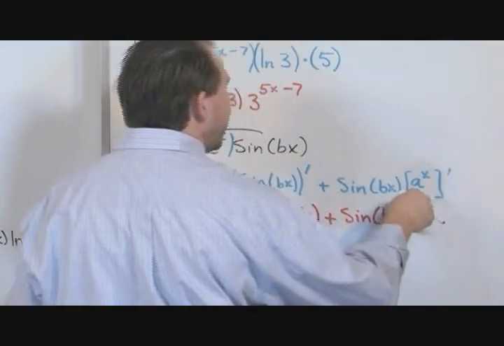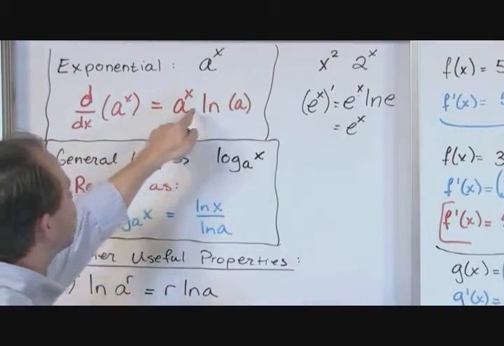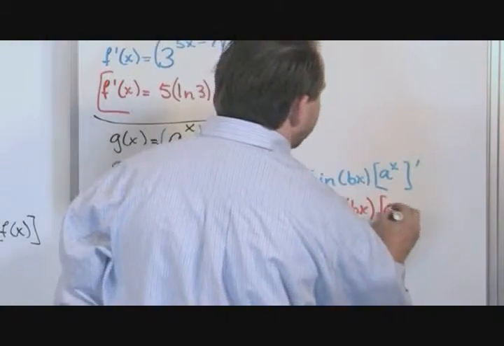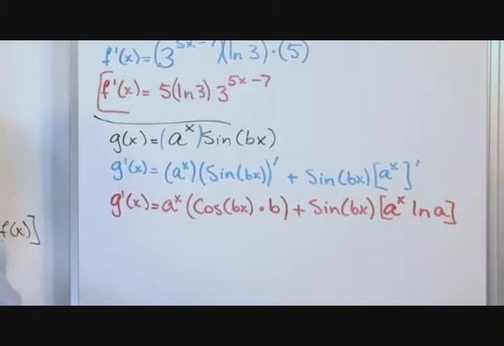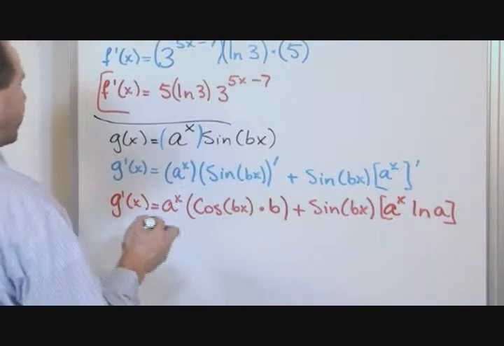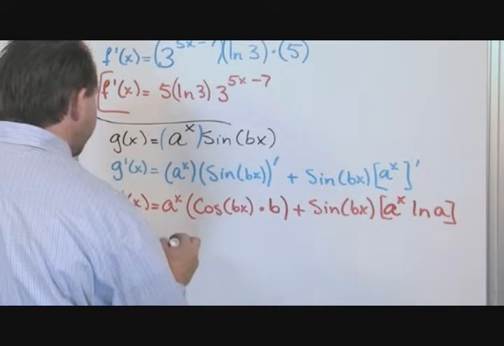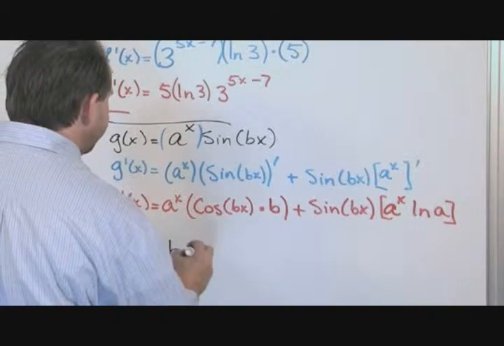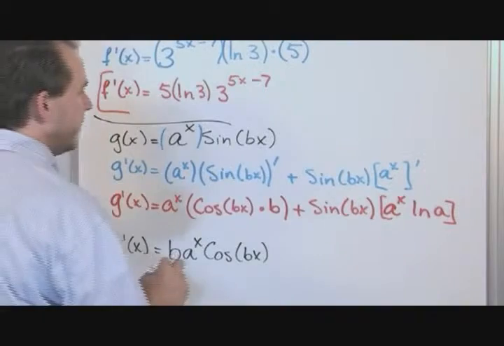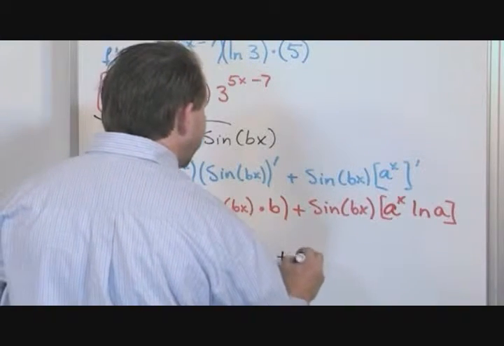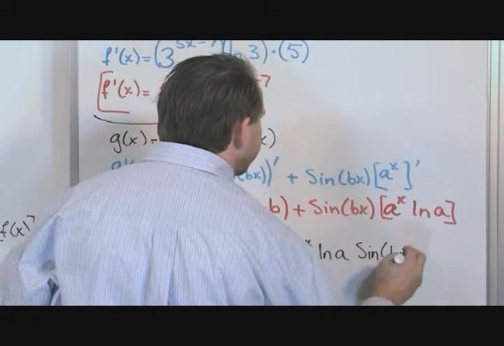What is the derivative of this guy, a to the x? Well, if we look over here, the derivative of any exponential like this is we keep it indestructible times natural log of the base. So it's going to be a to the x times natural log of the base. And that's it. It's not any more complicated than that because this exponent really is x, so it comes straight off the board. So the final answer, g prime of x, is equal to, we have a b here, so we'll keep it as b times a to the x times cosine of bx, right? Plus, here we have a to the x ln of a times the sine of bx.